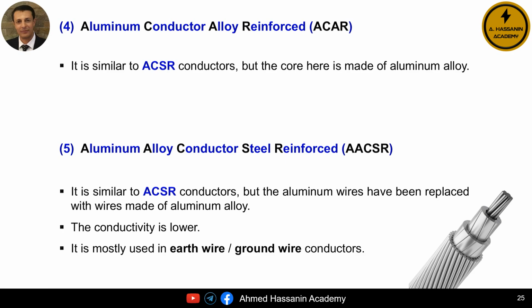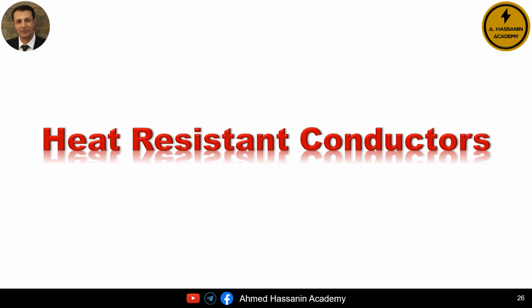Therefore, AACSR conductors have very high mechanical strength, but this comes at the expense of conductivity, meaning that their electrical conductivity is lower. Because of this, many electrical engineers prefer to use this type of conductor as earth wires or ground wires in overhead transmission lines. Next, we will explain the different types of heat-resistant conductors used in overhead transmission lines.